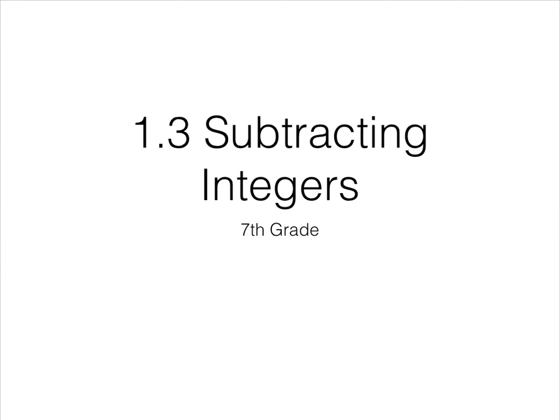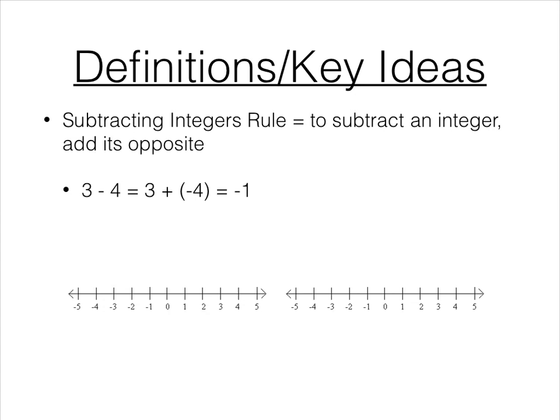Hi 7th graders, today we're going to take a look at 1.3, which is talking about subtracting integers. Some key ideas and definitions today. The first is the subtracting integers rule. When we subtract an integer, so again, a whole number, positive or negative, also including 0, it's the same as adding its opposite.